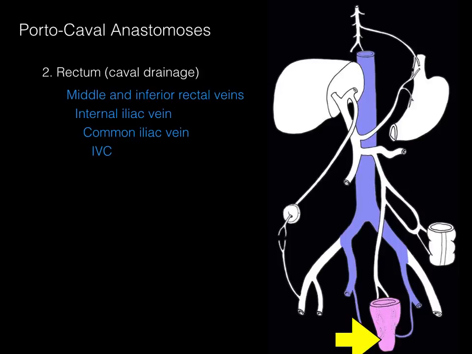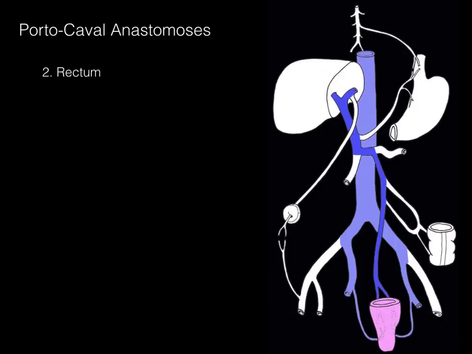Now let's talk about caval drainage. In the same part of the rectum, blood can drain through the middle and inferior rectal veins into the internal iliac vein, which then goes into the common iliac vein, which then goes into the inferior vena cava and back to the heart. So here we have both of those systems.